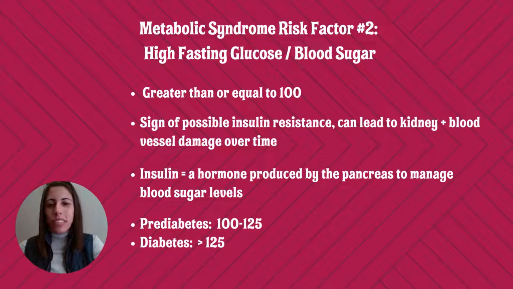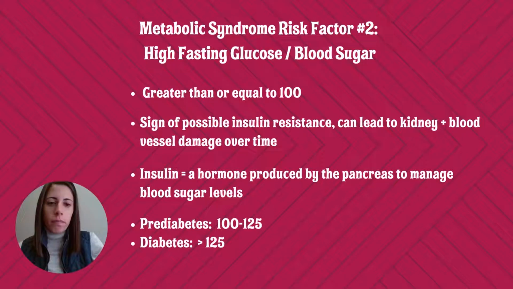And you may be thinking, what is insulin? What's insulin resistance? Insulin is a hormone that's produced by your pancreas to help manage your blood sugar levels. It's your body's natural way of helping to manage your blood sugar. If we're looking at risk for diabetes, a fasting blood sugar between 100 and 125 is more of the pre-diabetes range. We see that a lot with people who have a bit of a family history of diabetes. And if your fasting blood sugar is greater than 125, that is getting into the diabetes category.